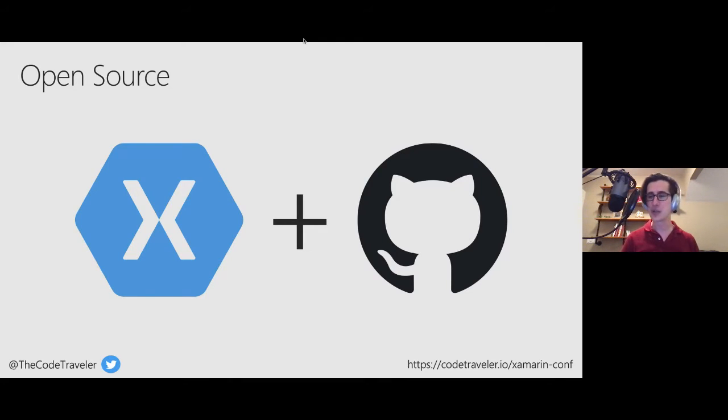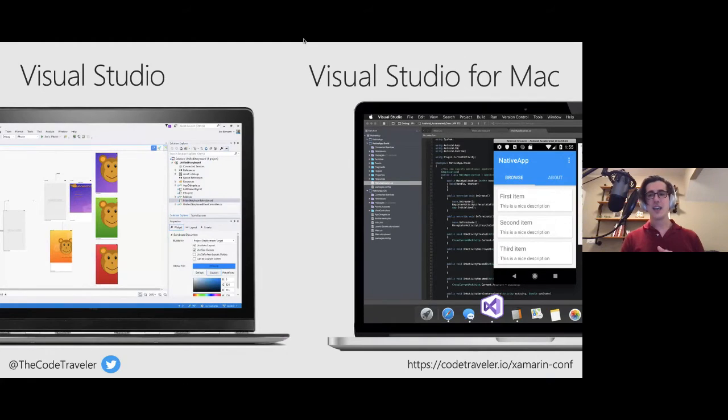So if you go to codetraveler.io/Xamarin-conf, you'll find all the links to Xamarin iOS, Xamarin Android, and you can check out how we create it, how we wrap all the APIs. Or if you found a bug, you can file it there, you can fix it, you can open a pull request, you can add features, you can do whatever you want because it's totally open source.